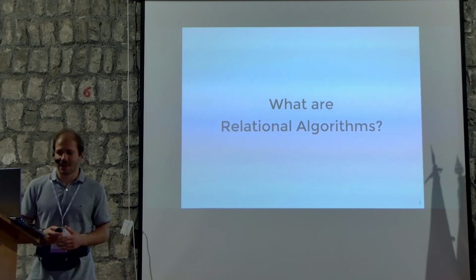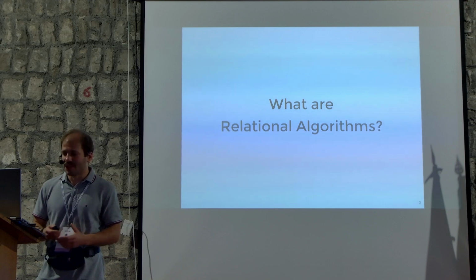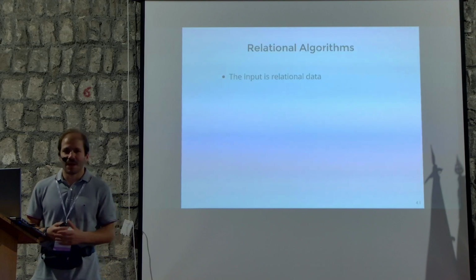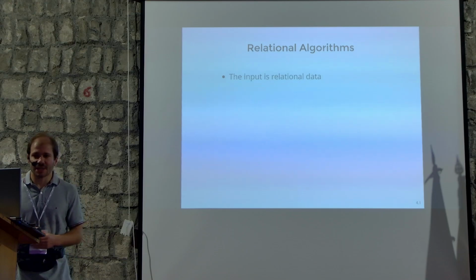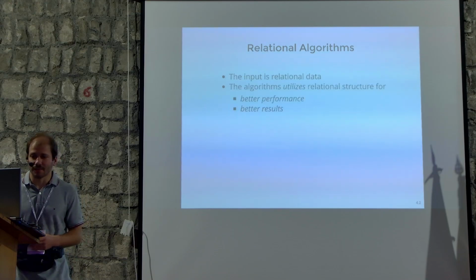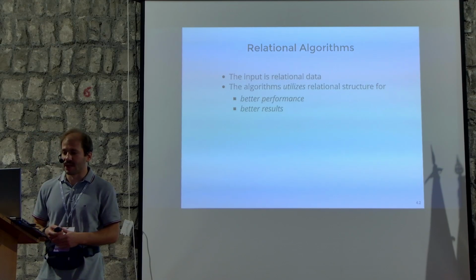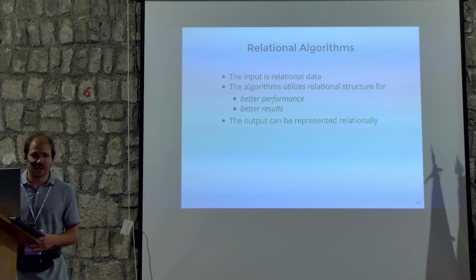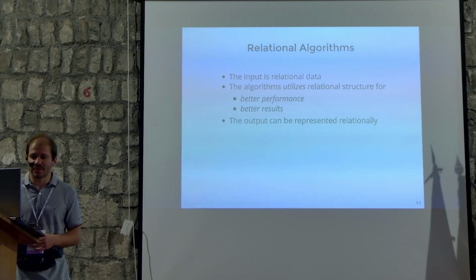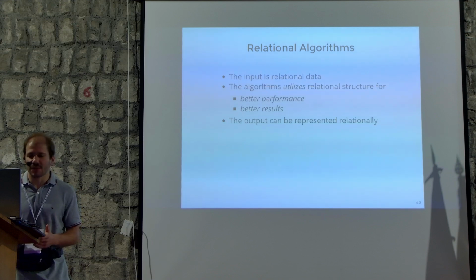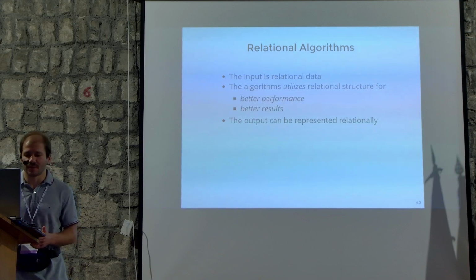So what are relational algorithms in general? Relational algorithms are algorithms that are meant to operate over relational data, structured data. And the target is basically to utilize the relational structure of the data so that we can obtain better performance, save time, and obtain better results. In the context of machine learning, better results could mean higher accuracy. And ideally, we would like the output of these algorithms to be represented relationally as well, so that potentially we can use the output as an input to another relational algorithm so that we can chain these algorithms.